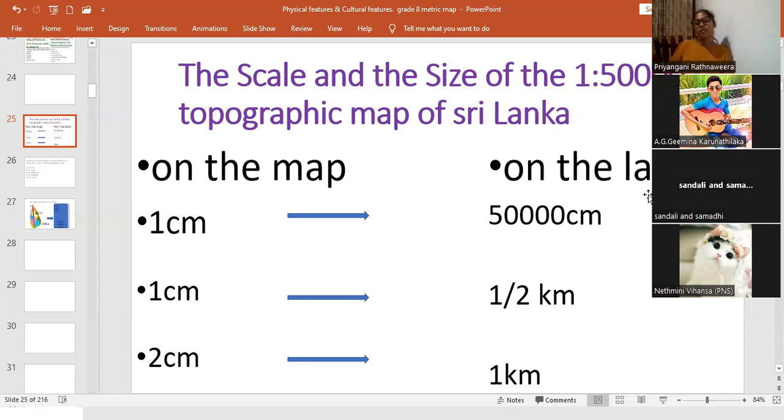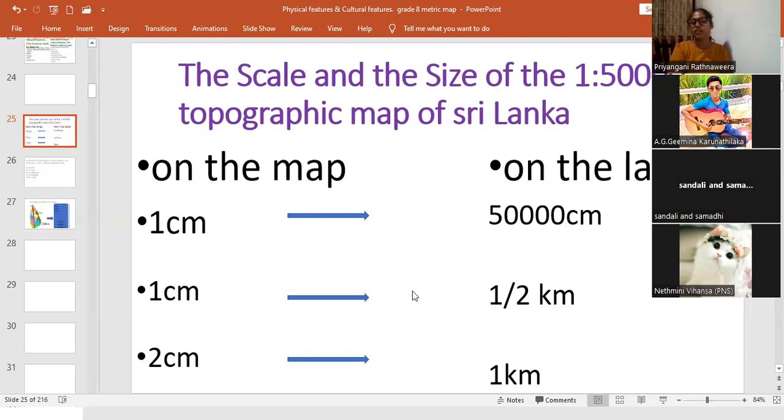Can you understand? 50,000 centimeters means equal to 500 meters. Can you understand? 500 meters means half a kilometer. Then 1 centimeter represents half a kilometer on the land. Can you understand? That means 2 centimeters on the map represent 1 kilometer. This is the scale. You must remember this one.